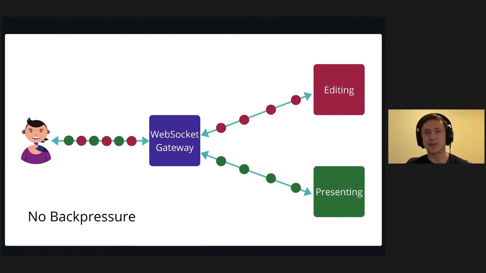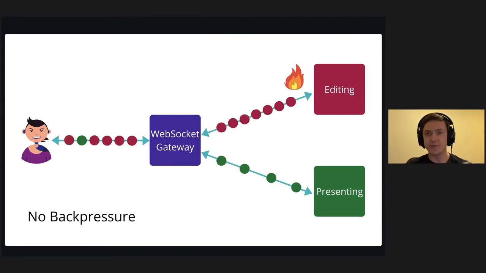Consider a very simple stream implementation with no back pressure at all. Most of the time, it's going to work exactly the same. Red messages flow to the editing service and green messages flow to the presentation service, and everything works just fine. But it's an outage that makes the difference. It's never possible to avoid outages completely. It's just a question of time until the next outage occurs. What we can do is restrict the blast radius to make sure that it doesn't affect all of these services. But without back pressure, there is not much we can do.